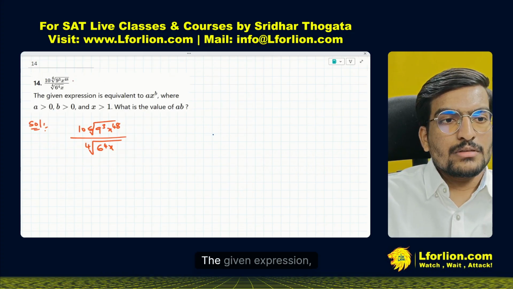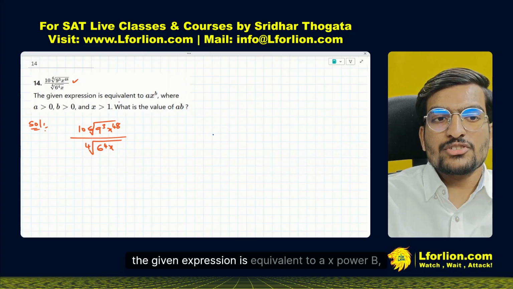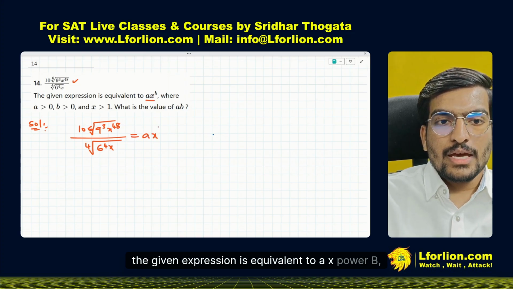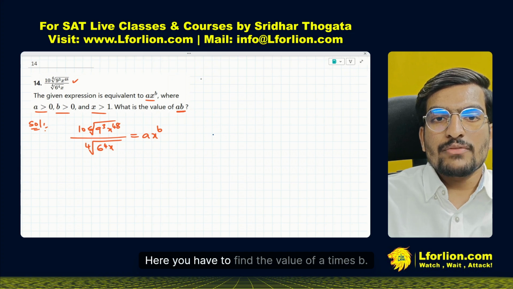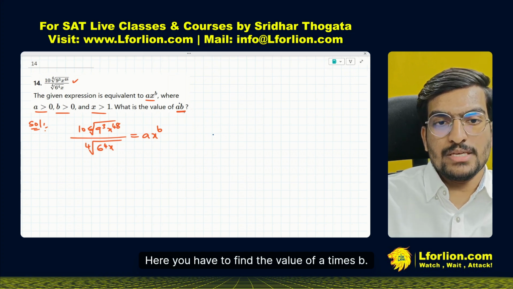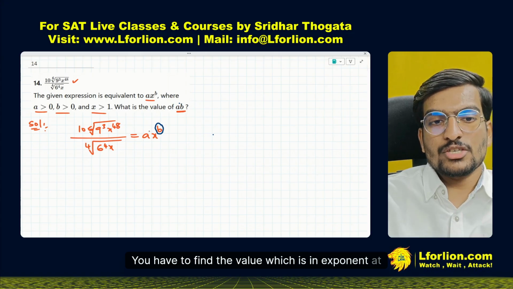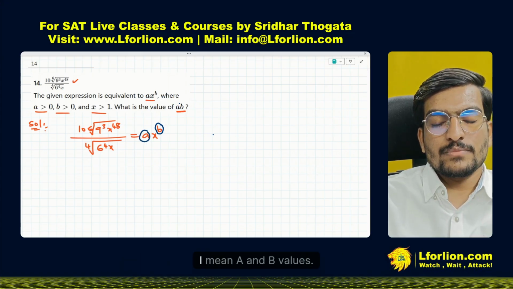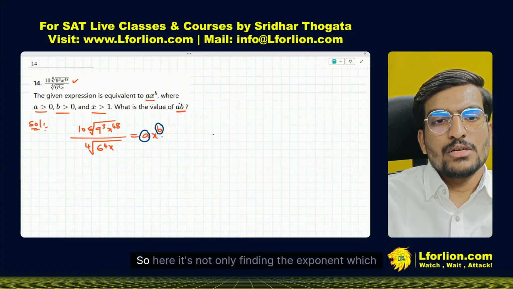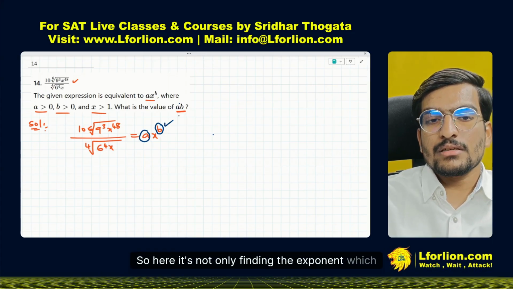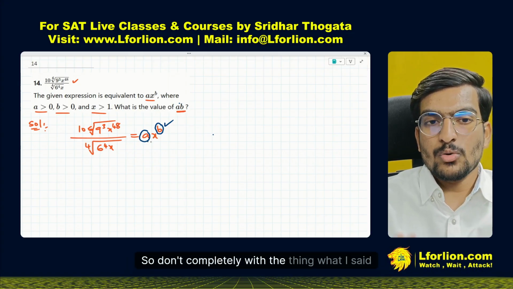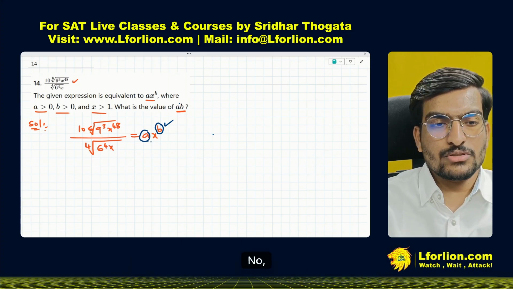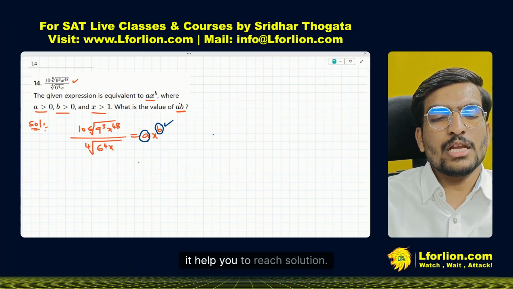Question number 14. The given expression is equivalent to a x to the power b, where a is greater than 0, b is greater than 0, x is greater than 1. What is the value of ab? Here you have to find the value of a times b. So you have to find the value which is in the exponent and at the same time a coefficient, I mean the a and b values. So here it's not only finding the exponent which is unknown, we have to find something else along with that. So don't completely go with what I said earlier, bases are equal, equate powers. No, just solve it. Moving ahead, it will help you reach the solution.